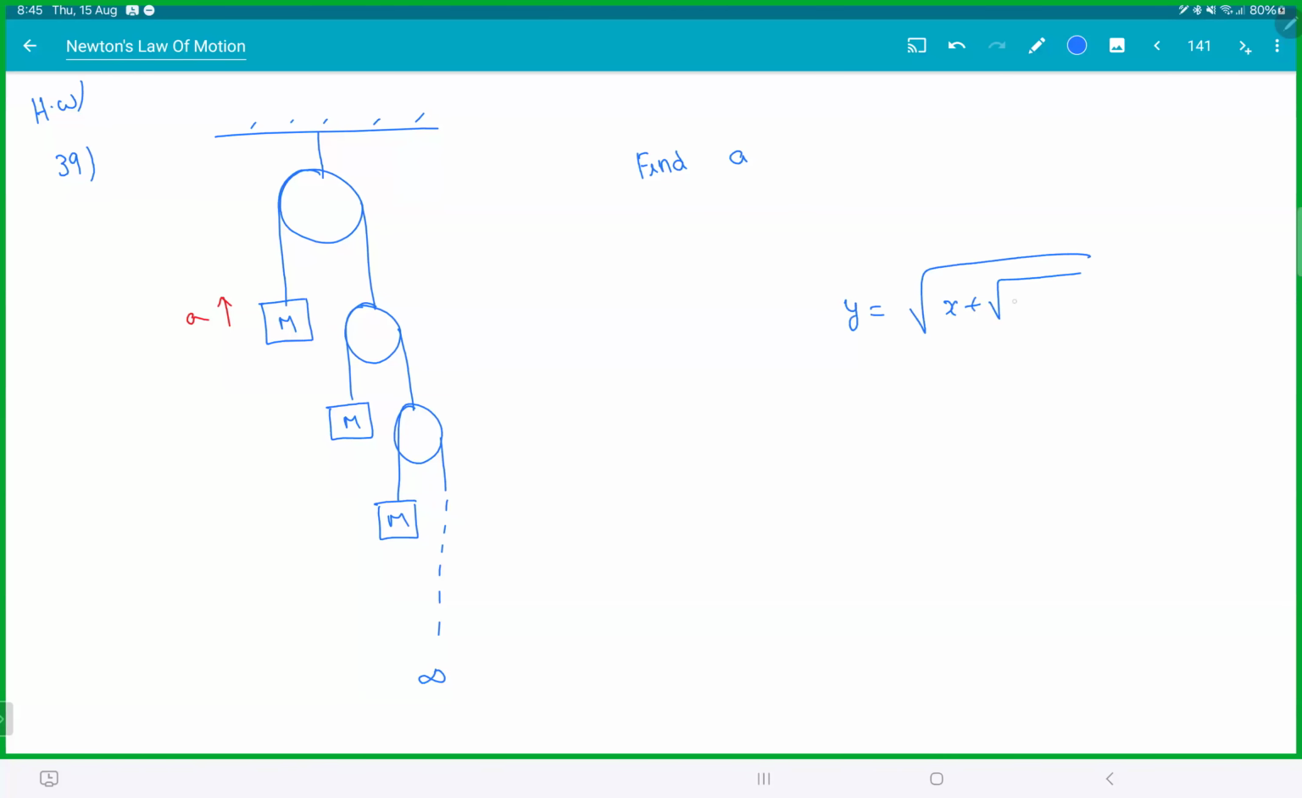y is equal to root over x plus root over x plus root over x plus and so on till infinity. Have you seen this thing? So this is how we do it. We say if you remove one branch, it is still an infinity. So we say root over x plus y, and then we solve this. So this problem was the inspiration for this infinite pulley. So somehow we have to use that logic and this pulley equivalent and solve.